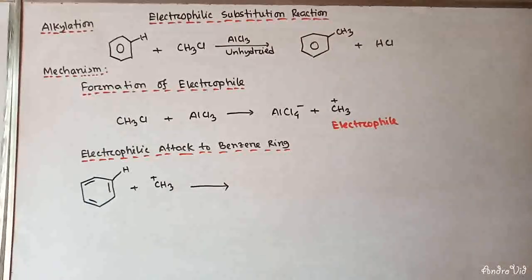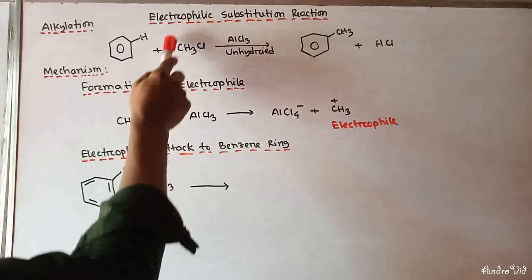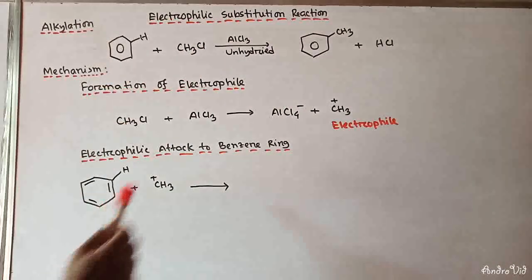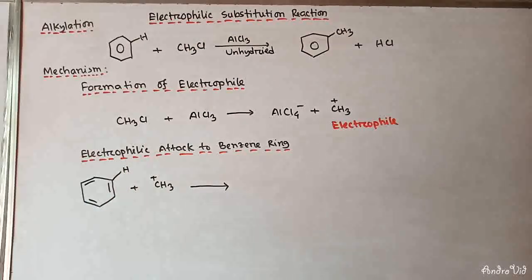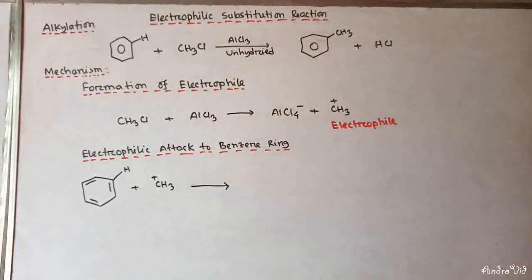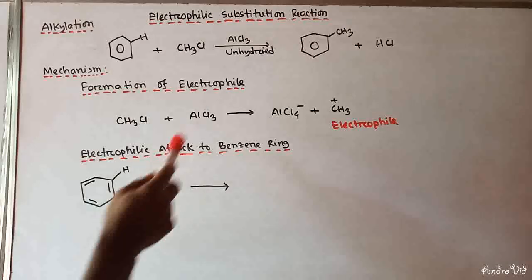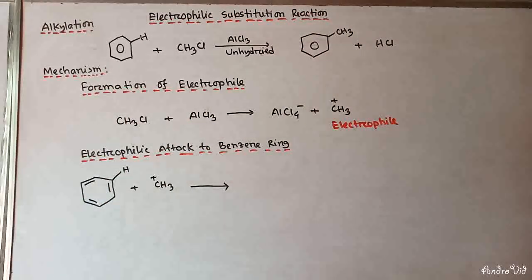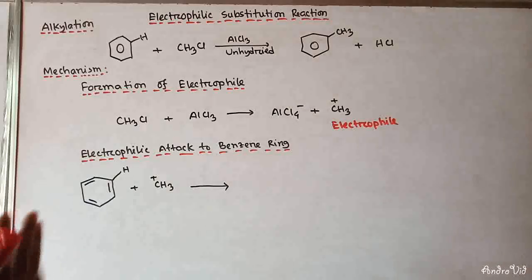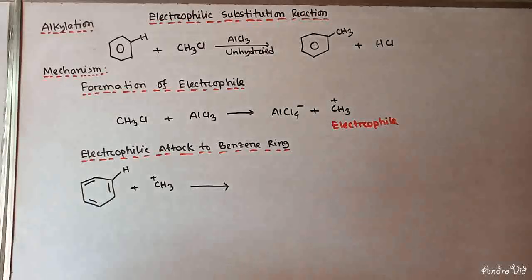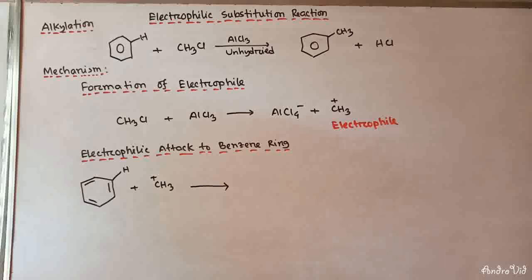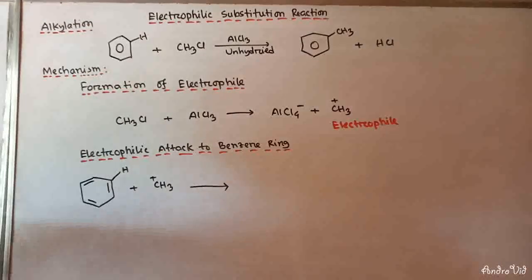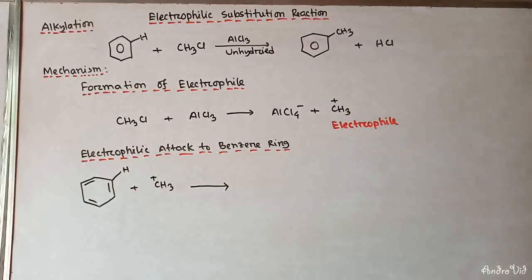During the formation of the electrophile, methyl chloride reacts with anhydrous AlCl3, which acts as a catalyst. You have to remember that AlCl3 is itself a Lewis acid. As it is a Lewis acid, it has the capability to accept a lone pair of electrons because it has a deficiency of electrons.